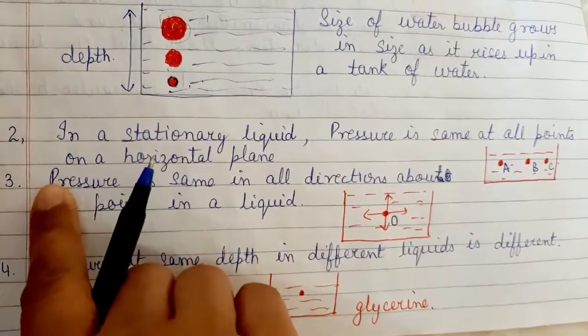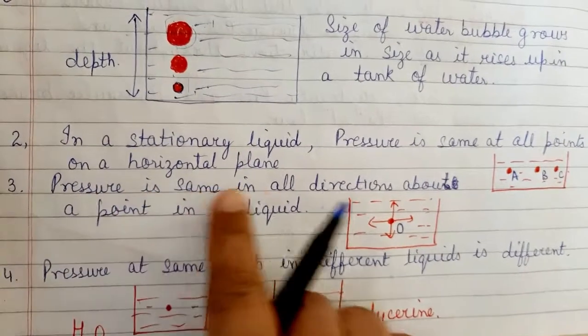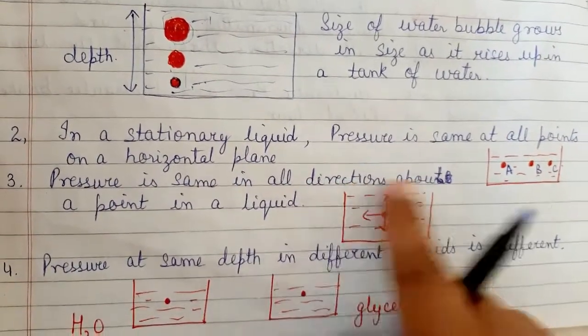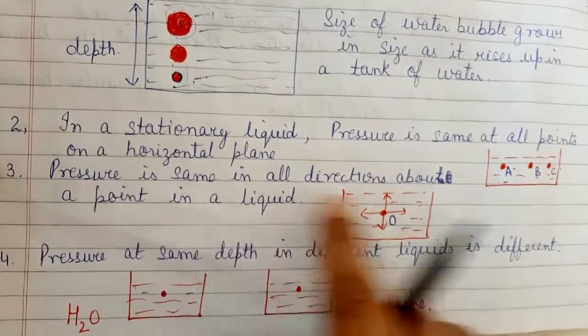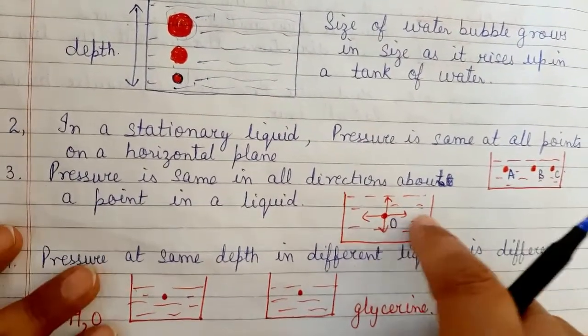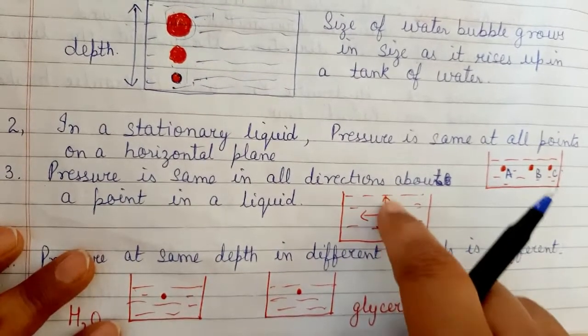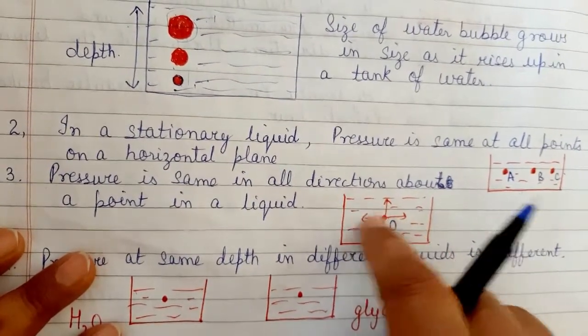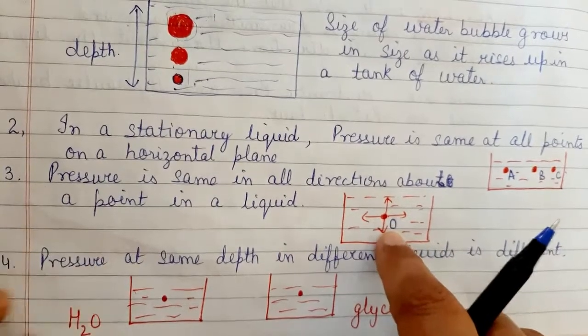The third law of liquid pressure is that pressure is the same in all directions about a point in a liquid. I have drawn a point O in a liquid, and the pressure exerted by the liquid in different directions from this point is the same in all the directions. That is the third law.